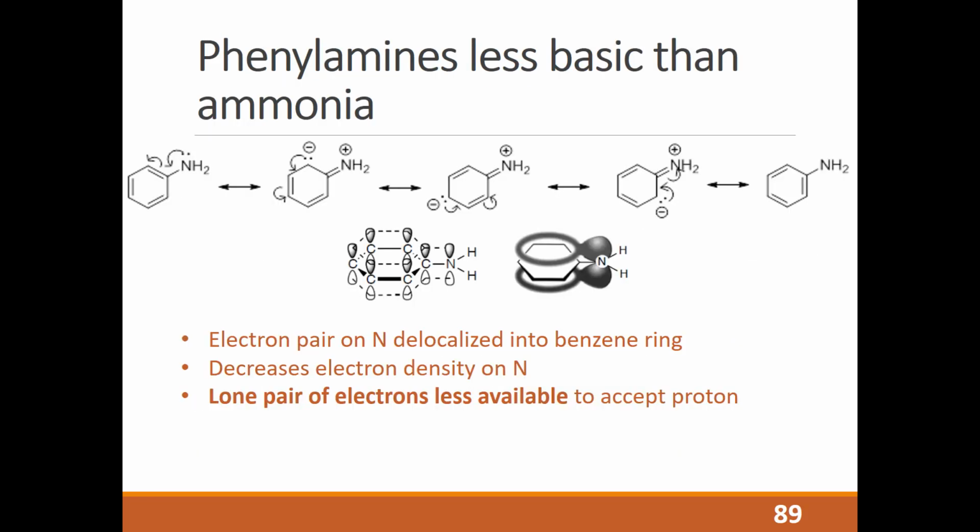Now let's move on to phenylamines. Phenylamines are less basic than ammonia because the lone pair on the nitrogen can be delocalized into the benzene ring. This forms a partial double bond which decreases the electron density on the nitrogen atom. Hence, the lone pair of electrons is now less available to accept a proton.